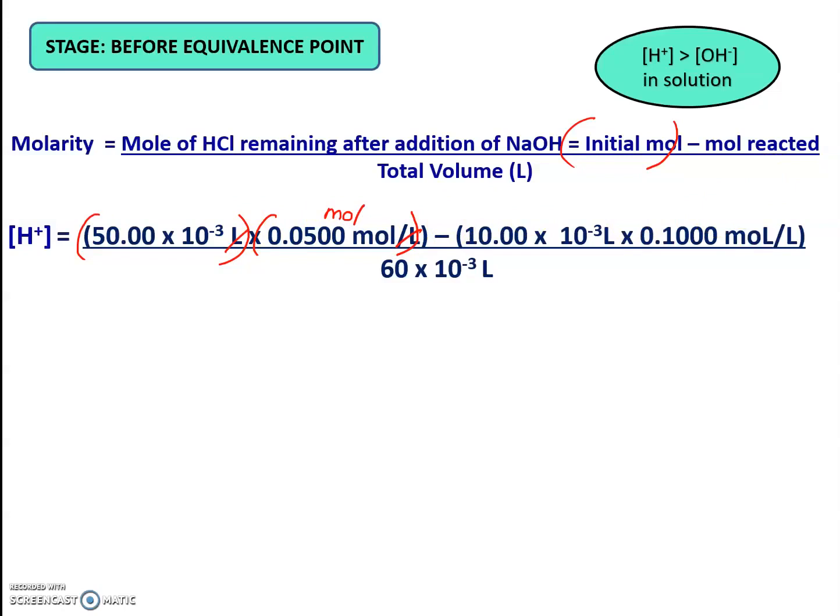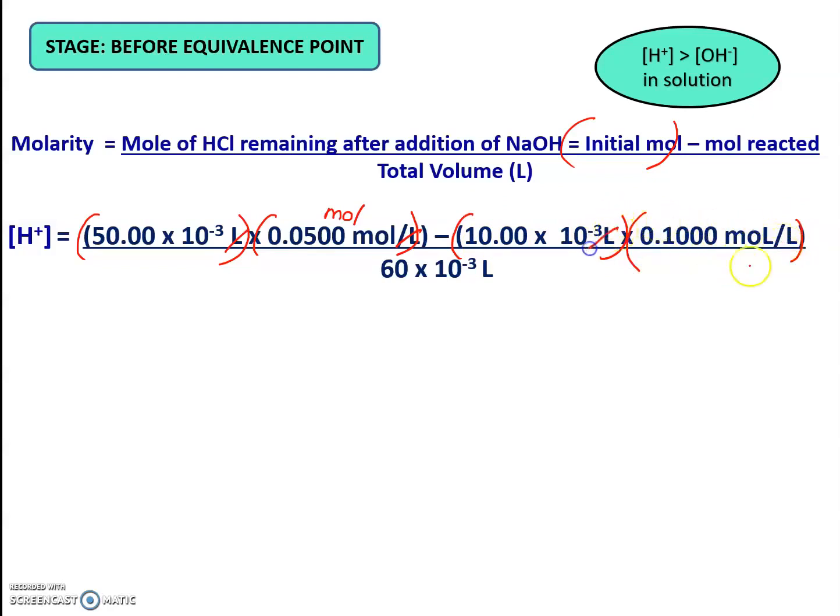Okay, addition of base actually is from the equation: 1 mole of sodium hydroxide equals 1 mole of HCl. So the mole of HCl reacted is, at the same ratio, 10 ml changed into liter, so 10 times exponent negative 3 liter times molarity, 0.1 mole per liter.